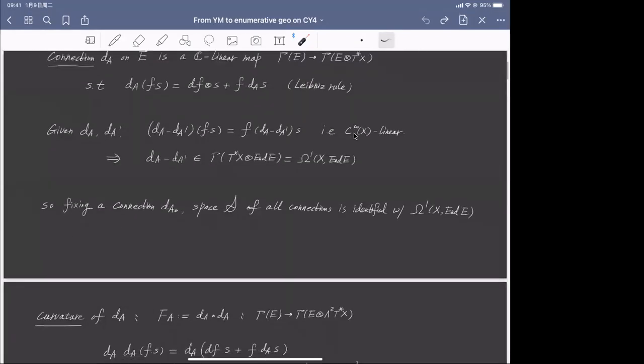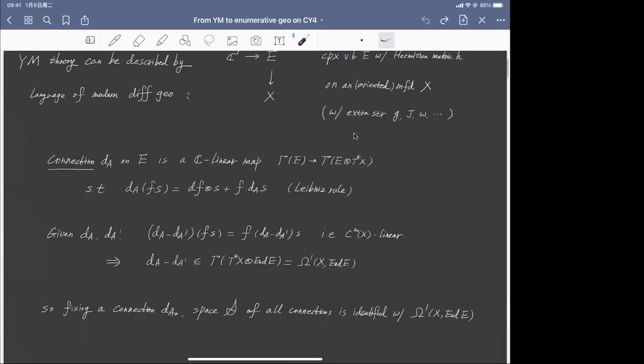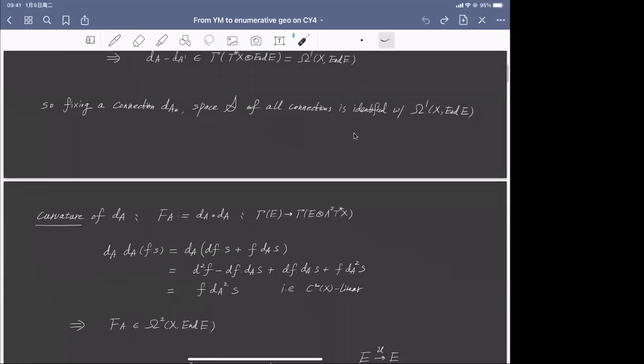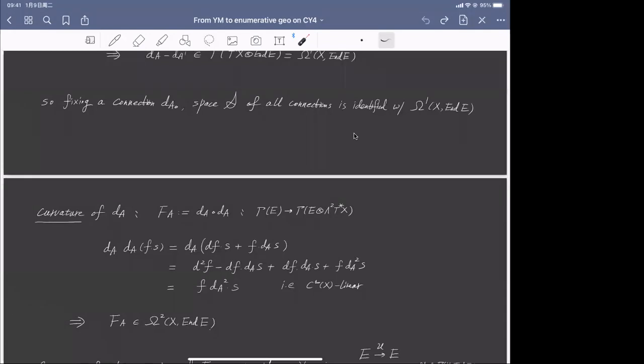Okay, so then given a connection, we can talk about what is the curvature of this connection. So the curvature is basically, we consider the composition of this connection to itself. Then this becomes a map from the space of sections to the space of sections tensored with wedge 2 of this cotangent bundle. So this is a two form. This is a bundle valued two form.